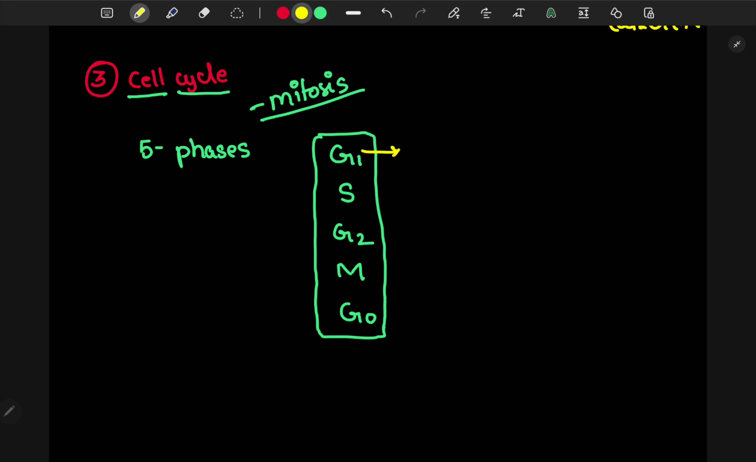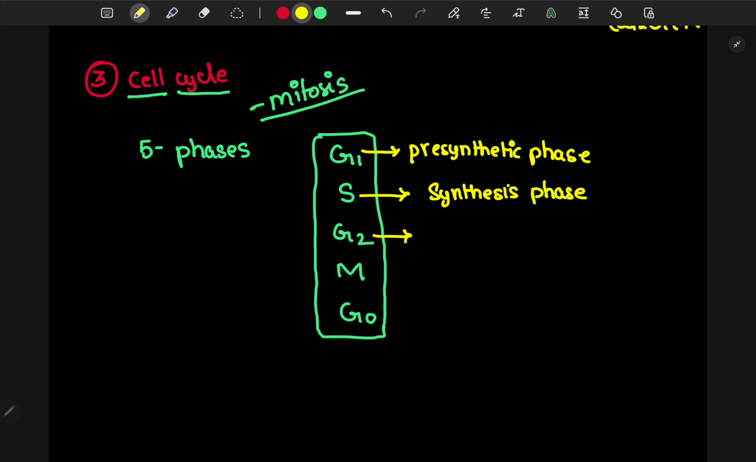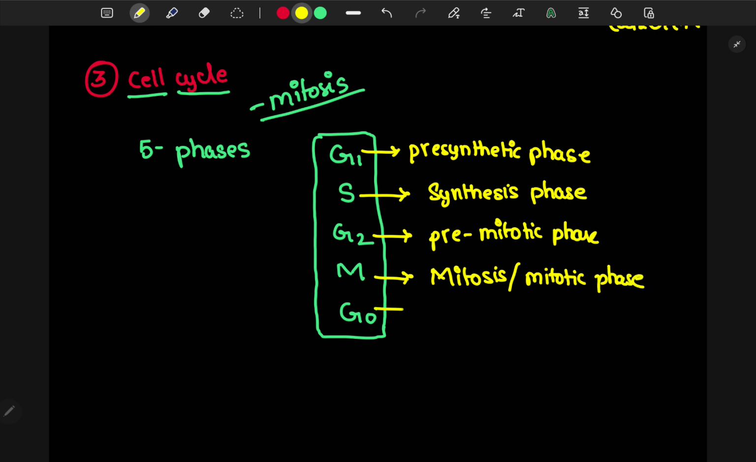First one, G1, is also called the pre-synthetic phase. S phase is also called the synthesis phase. G2 is also called the pre-mitotic phase. M phase is also called the mitosis phase or mitotic phase. G0 is called the gap phase. Gap.